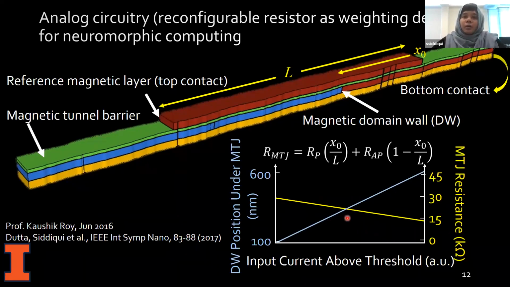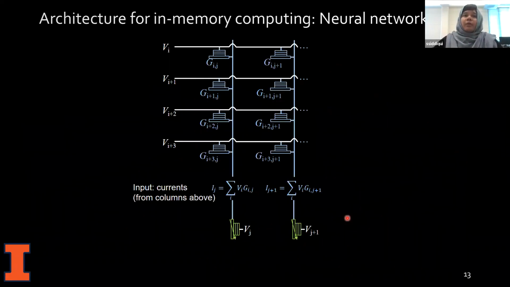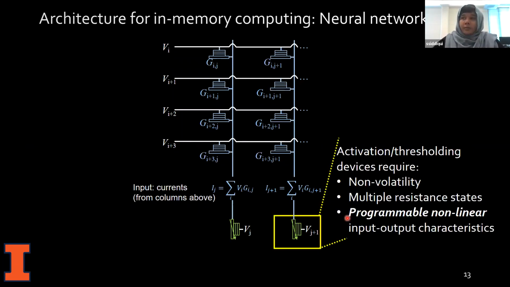And we are not the only group who thought about this kind of synaptic device. There are other groups, and one of the important pioneering groups is from Purdue, Professor Kaushik Roy's group. So which is great, now we have the synaptic functionality. What about the nonlinear functionality? Is it possible to generate a nonlinear function by using a similar kind of device?